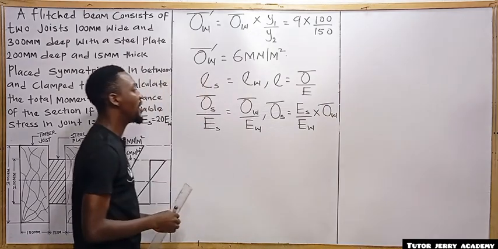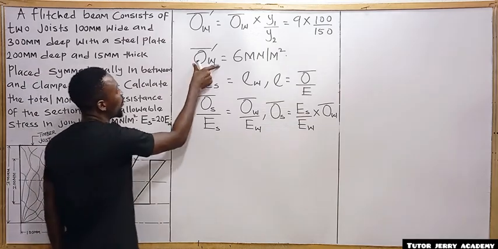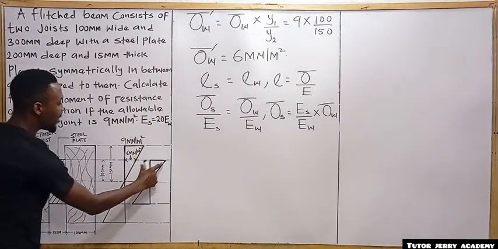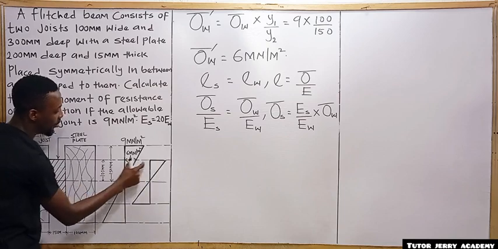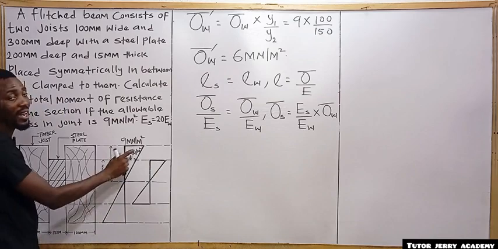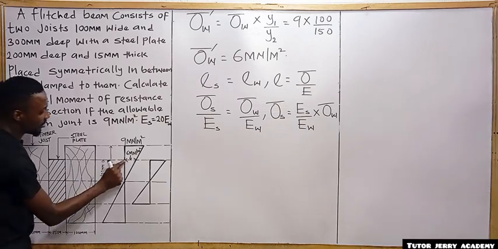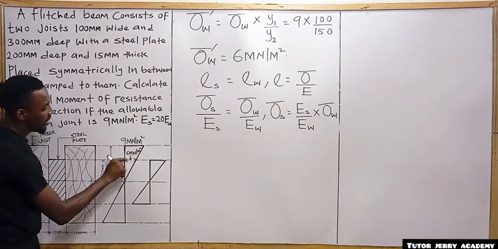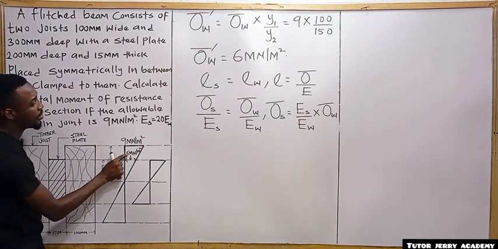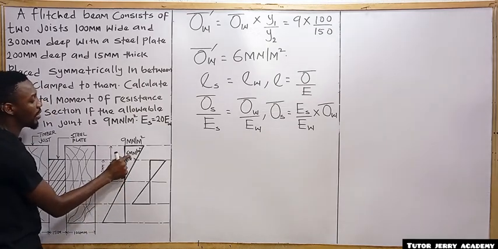Now this stress in the wood, what will be the stress? Will it be this one or this other one that we are given? All right, let's go back. This is where we have our steel value, right? And if you look at the stress diagram for the whole section, the value of the stress at 100 mm from the neutral axis is 6 mega Newton per meter square. Since they are at the same level, we are going to use this.